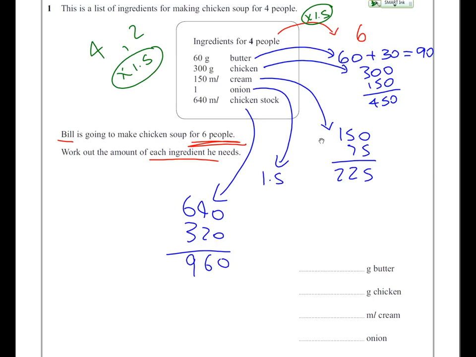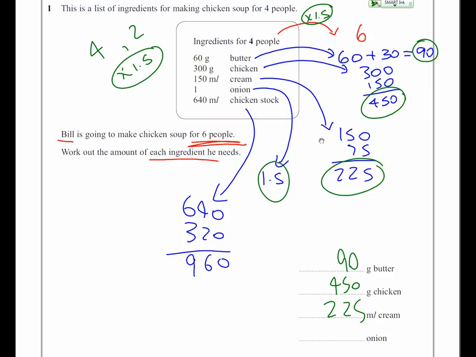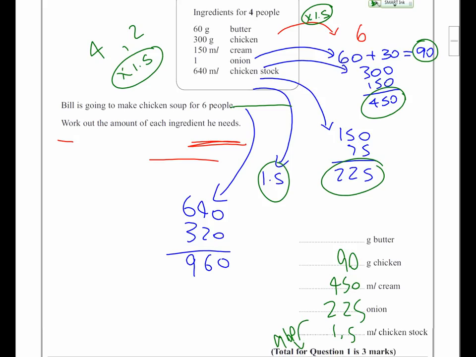I hope I've not gone too quick on the halving numbers. It is something worth being able to do. So let's just write our answer in what's required. 90, 450, 225, 1.5, and going off a page, next one, you can think about what that's going to say. It's going to say chicken stock, 960. Okay, so that's 3 marks in the bag.